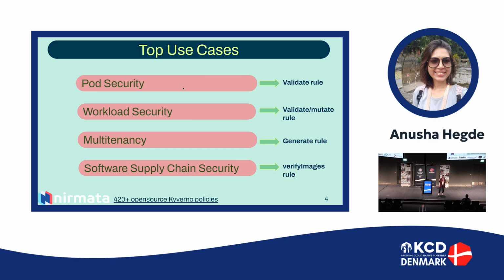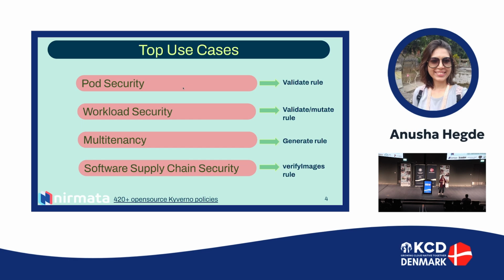There are essentially 4 rule types. There's validate, mutate, generate, and verify images. Each of those rule types unlocks a whole bunch of use cases. From pod security to workload security, things like don't allow latest images in production or in your clusters, right?